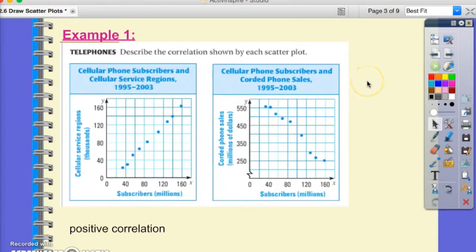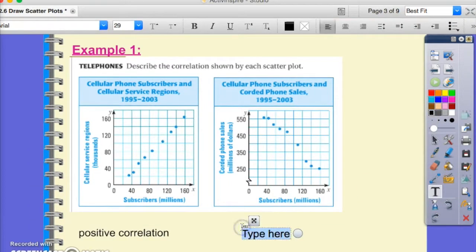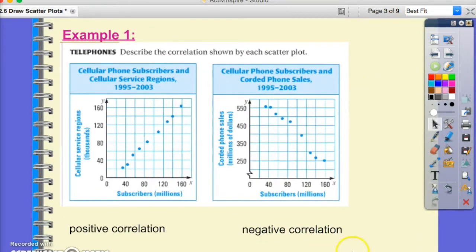Now let's look at the other one, cellular phone subscribers and corded phone sales from 1995 to 2003 as well. If you notice, this is a negative correlation, right? And that also makes sense, because as time goes on, the more and more people have cell phones, they sort of start to do away with corded phones or landlines. Like I know even myself, I've had a cell phone probably since I was 16. So in college, I didn't have a landline, and now I don't have a landline as well. That makes sense. That's a negative correlation because the more and more we get cell phones, we tend to sort of phase out the landline.